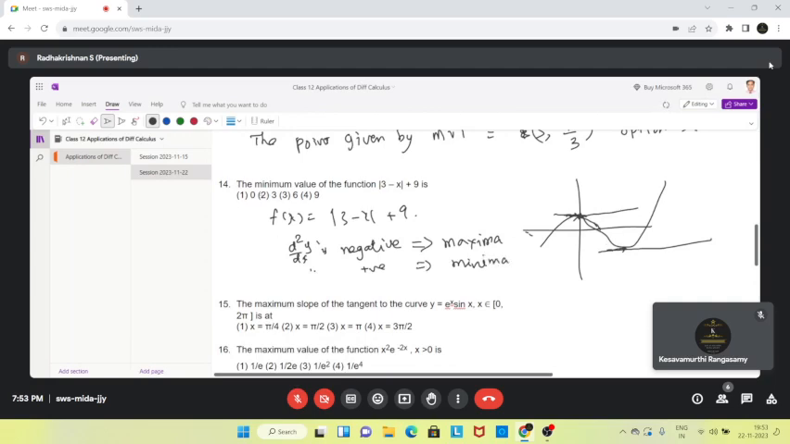So what are they asking? The minimum value. That means we have to find out a point where dy by dx is equal to 0 and d square y by dx square should be positive for it to be a minimum. So we do two derivatives.